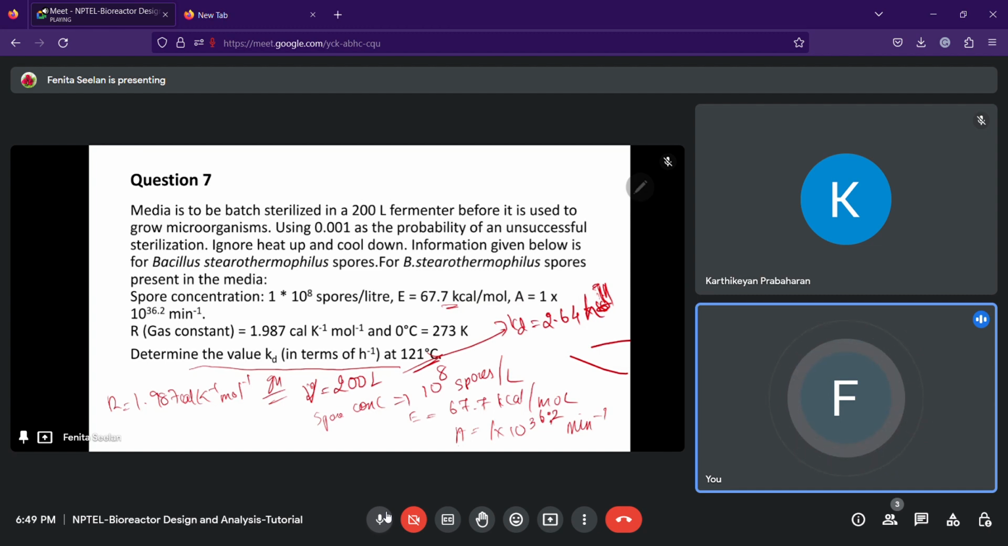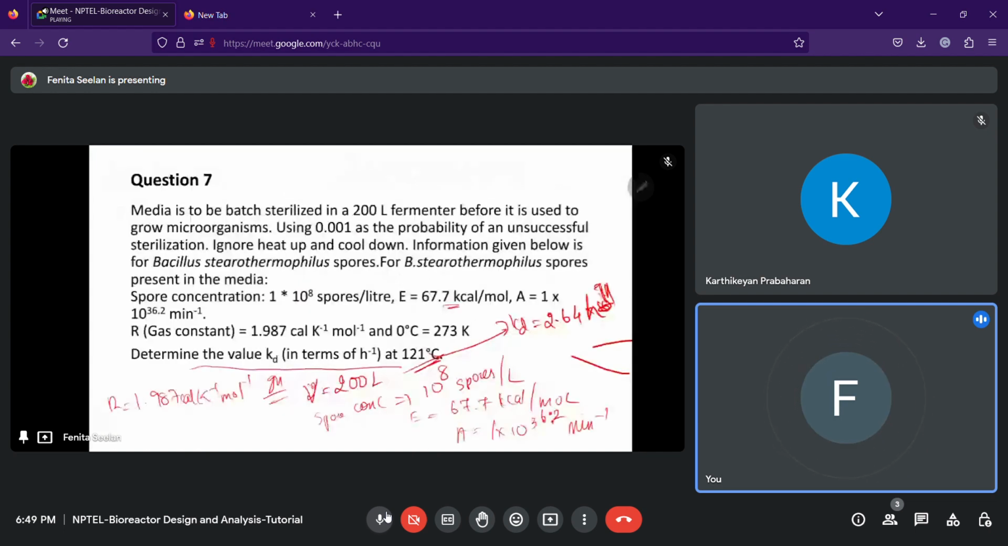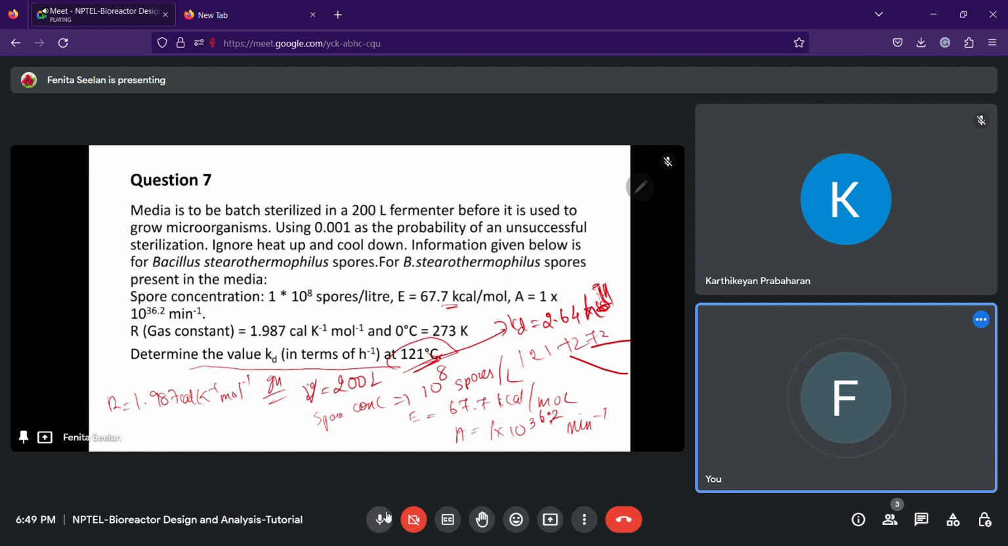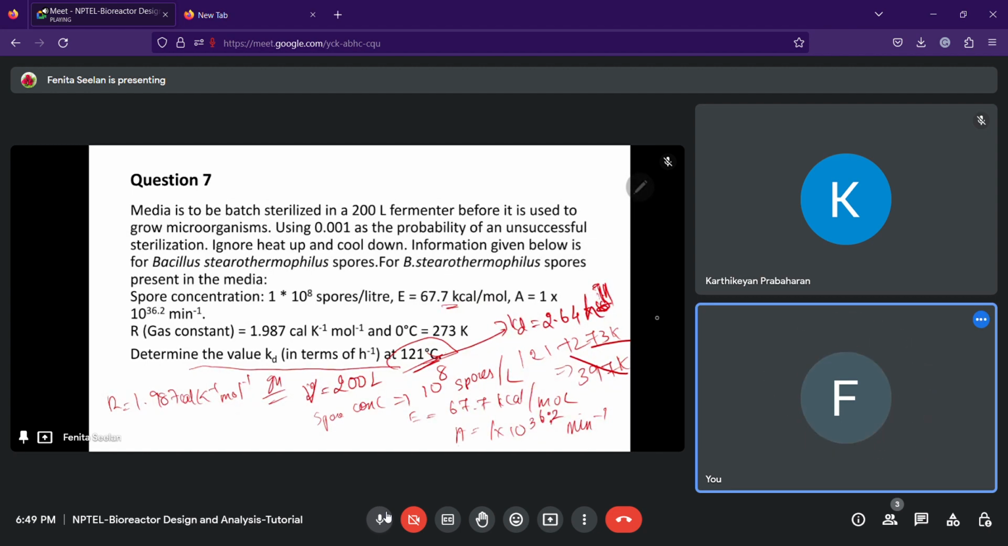So as everything is already given, you just have to do the unit conversion here. Only one unit conversion or two will be there. You have to convert this 121 degrees Celsius to Kelvin. So 121 plus 273 Kelvin gives you 394, I guess, 394 Kelvin. 121 plus 273, that's how you convert your degree Celsius. And if you do that and keep it, then it's fine.